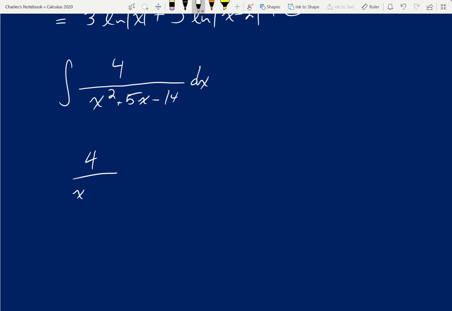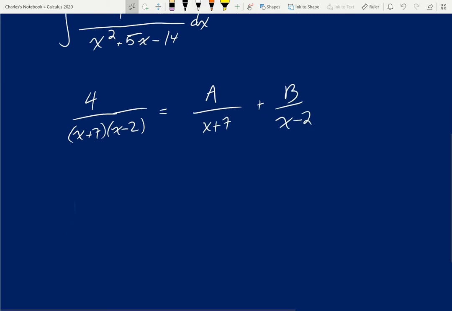Geez, does that factor? X plus 7 times x minus 2. So I could think of, well, if I had a over x plus 7 plus b over x minus 2, what would that look like? What would the a and the b be?